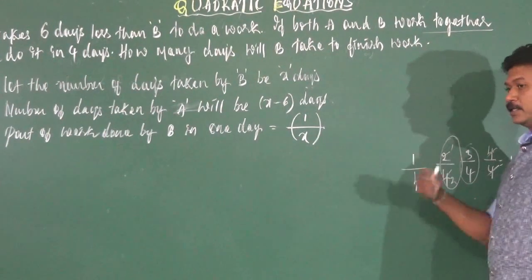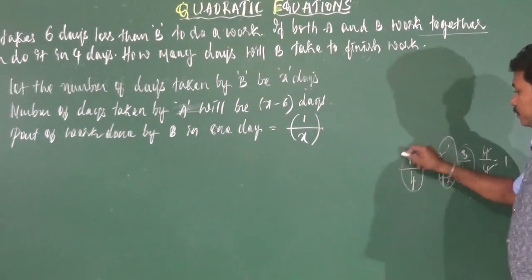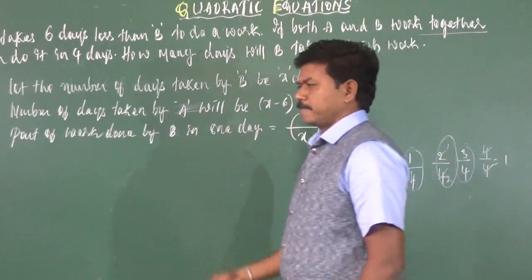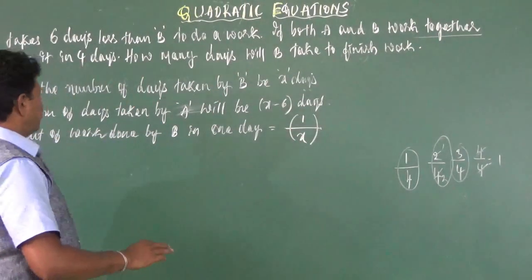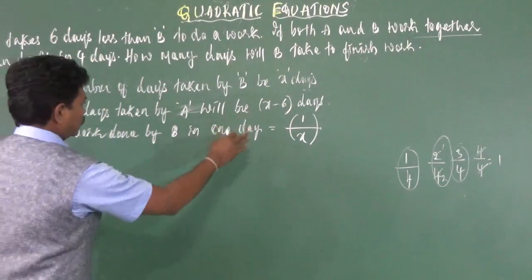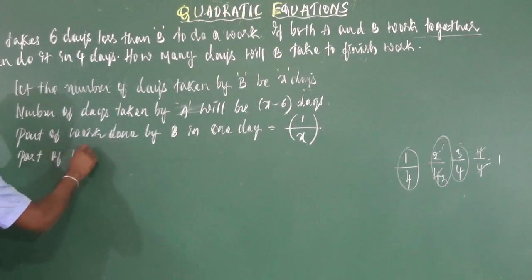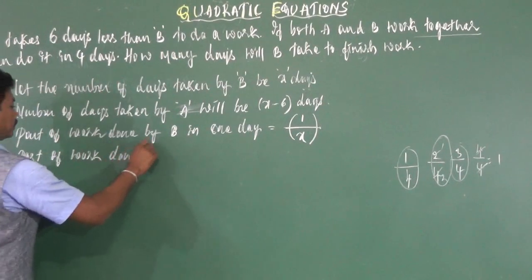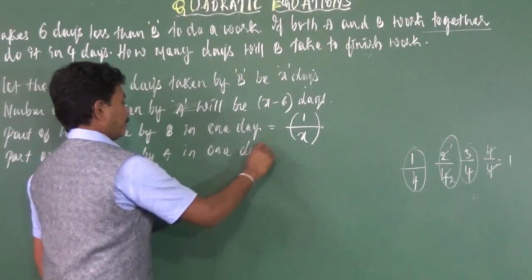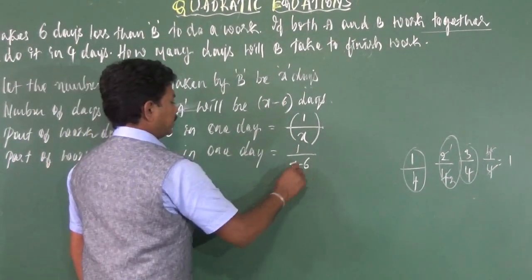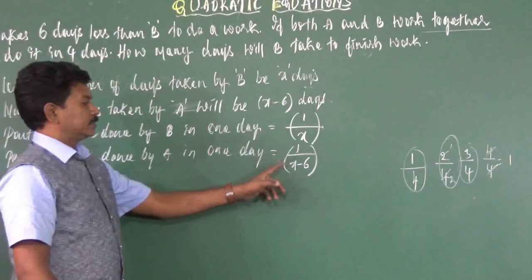The same thing. The quantity of cake eaten by me in 1 day is 1 by 4 part of the cake. Don't worry, it is the same thing. So here, part of the work done by B in 1 day is 1 by X. Then part of the work done by A in 1 day is equal to 1 by X minus 6.